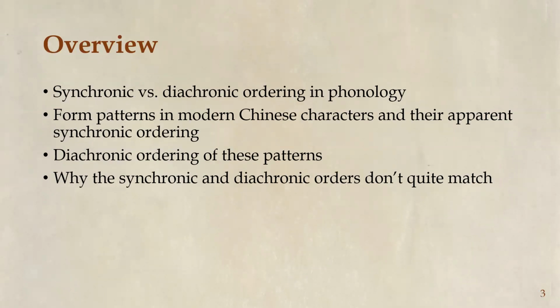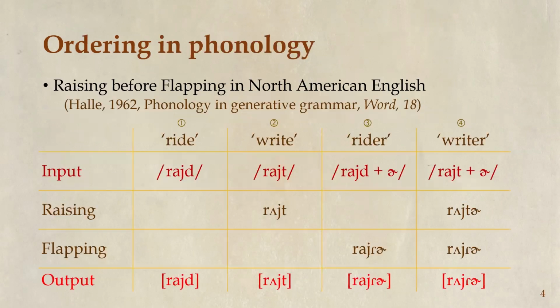So the talk is a relatively straightforward structure. First I'll talk about my source of comparison with Chinese characters, which is phonology, and look at synchronic versus diachronic ordering in phonology. Then we'll turn to form patterns in modern Chinese characters and look at their apparent synchronic ordering of these patterns, and then look at the diachronic ordering of these patterns. And then we'll see that the diachronic and synchronic orderings don't quite match, and we'll try to figure out why this might be.